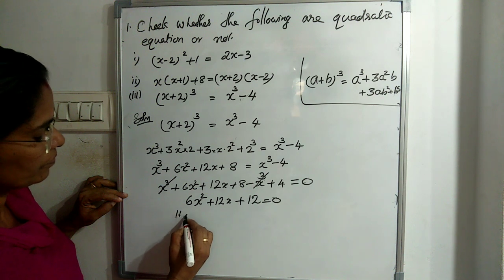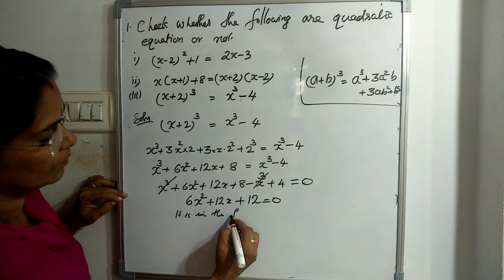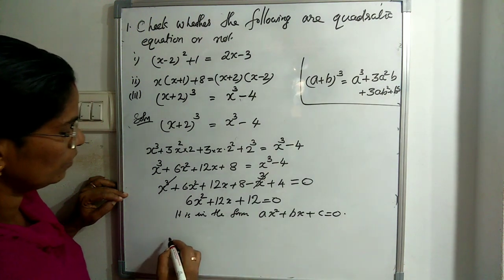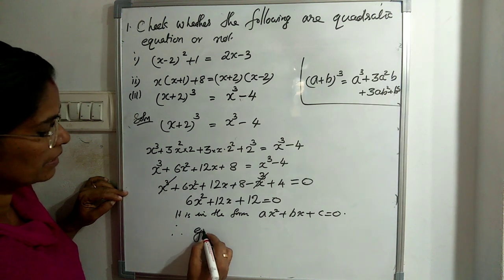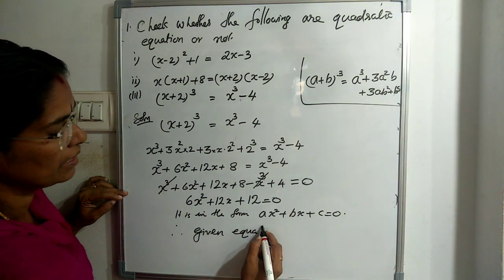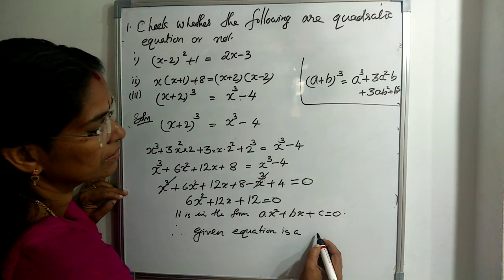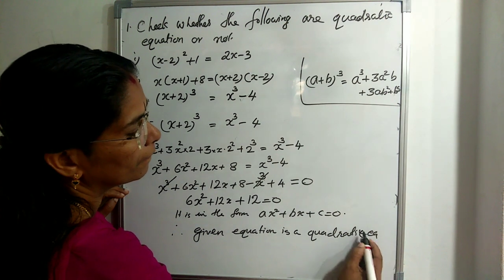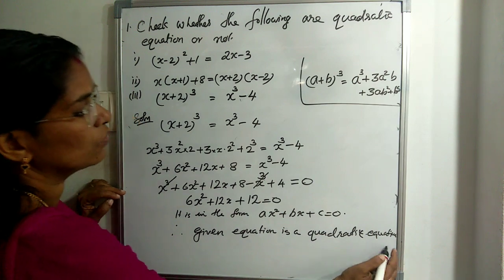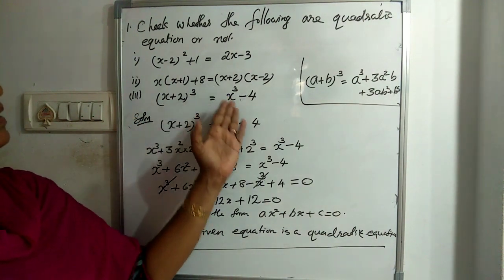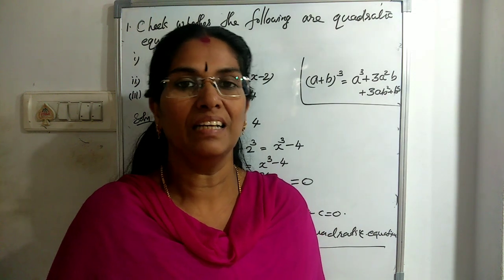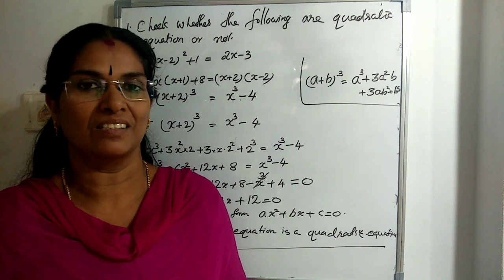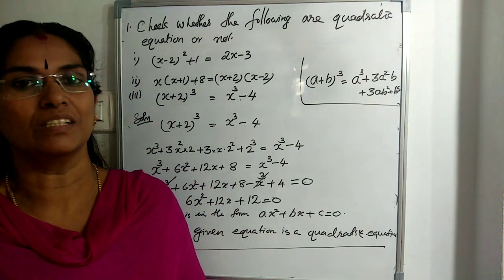It is in the form ax square plus bx plus c equal to 0. Therefore, we can say the given equation is a quadratic equation. Okay, from these three questions, I think it is very clear. But if you know the identity, then only you can expand and solve the questions. Study the identities well. After that, we have to solve these questions.